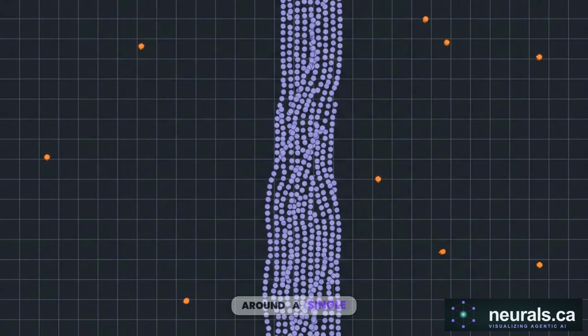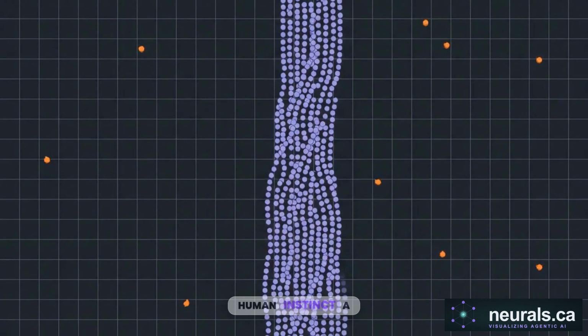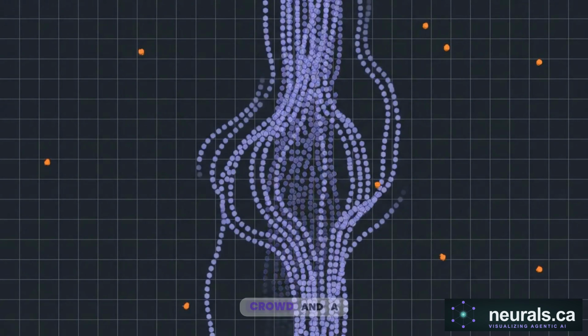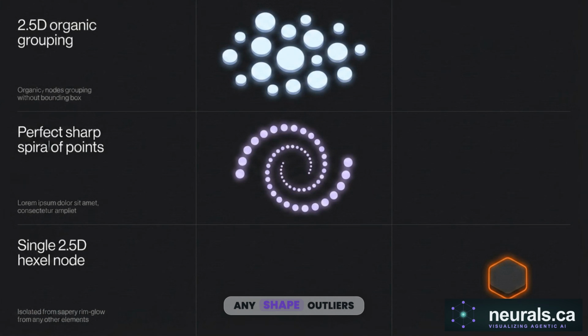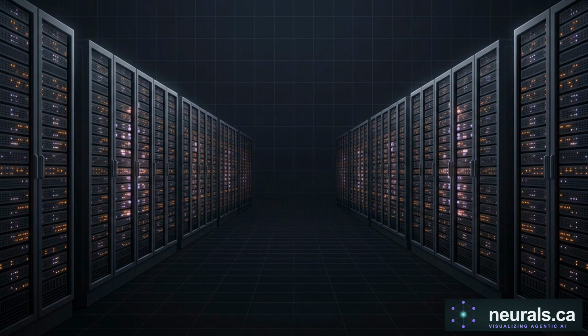DBSCAN reframed clustering around a single human instinct. A crowd is a crowd, and a loner is a loner. No K, any shape, outliers for free. That is why, nearly 30 years on, it is still one of the most used clustering algorithms in the world.